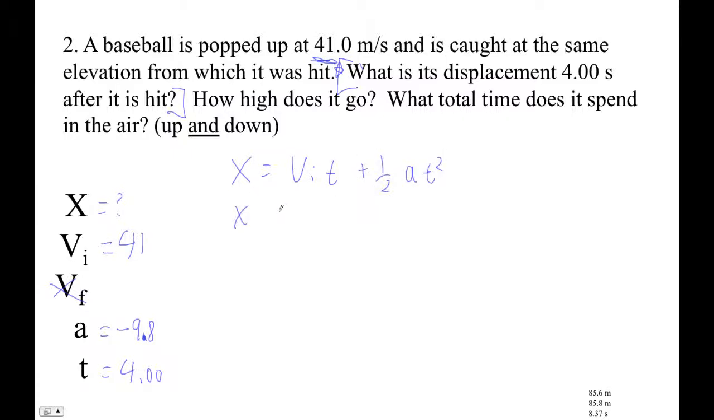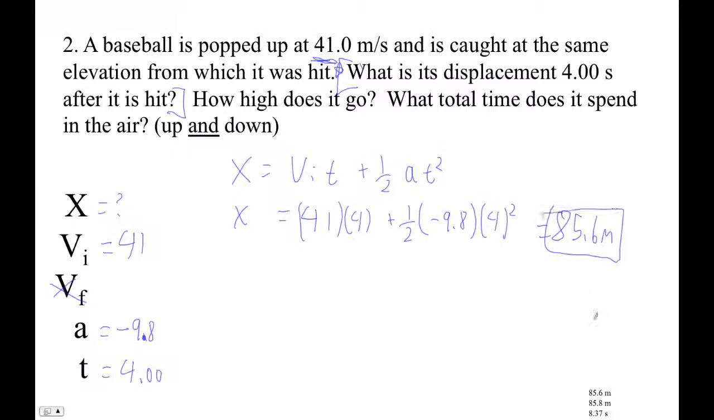Okay, so x is 41 times 4 plus 1/2, and don't forget to make your acceleration negative, times 4 squared. All right, here we go. 41 times 4 plus 0.5 times negative 9.8 times 4 squared. 85.6.